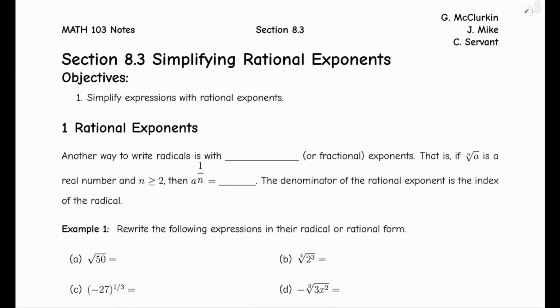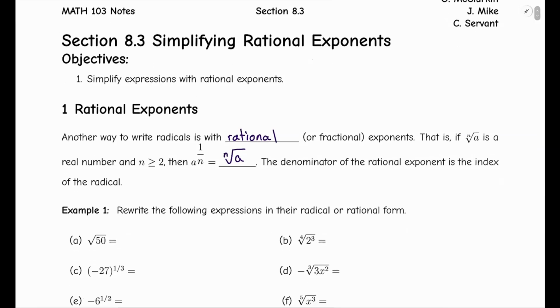Hello, this is section 8.3, Simplifying Rational Exponents. Another way to write radicals is with rational or fractional exponents. That is, if the nth root of a is a real number and n is greater than or equal to 2, a to the 1 over n is the nth root of a. The denominator of the rational exponent is the index of the radical.